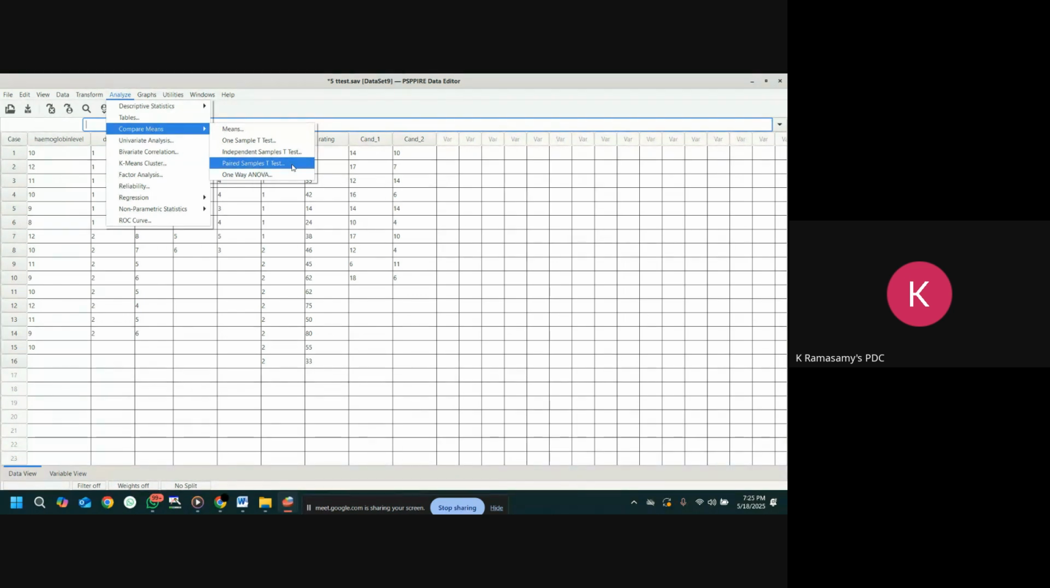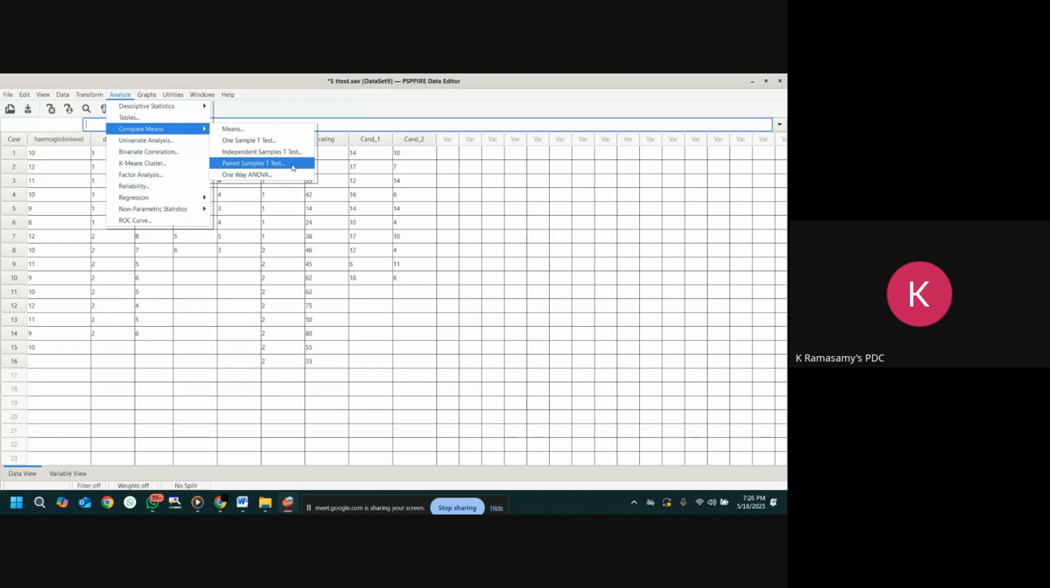Okay. If the nominal data has more than two levels, maybe 3 levels or 4 levels or 5 levels. For example, take the nativity of the students. Nativity will have 3 levels: rural, semi-urban, urban. Take qualification: UG, PG, PhD, 3 levels. Take designation: assistant professor, associate professor, professor. So this way, whenever your independent variable has more than 2 levels, you cannot go for an independent sample test.